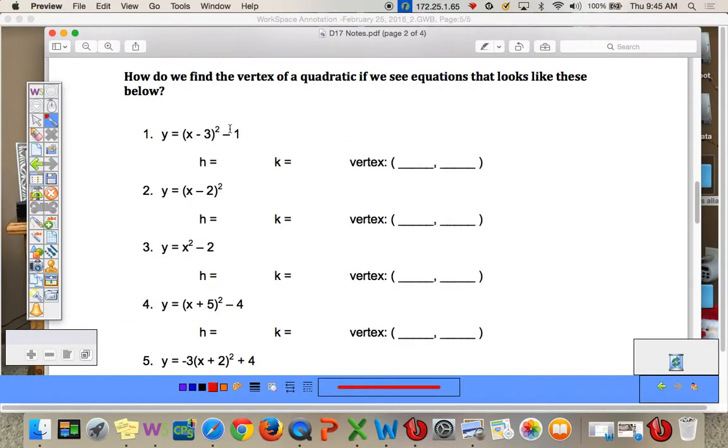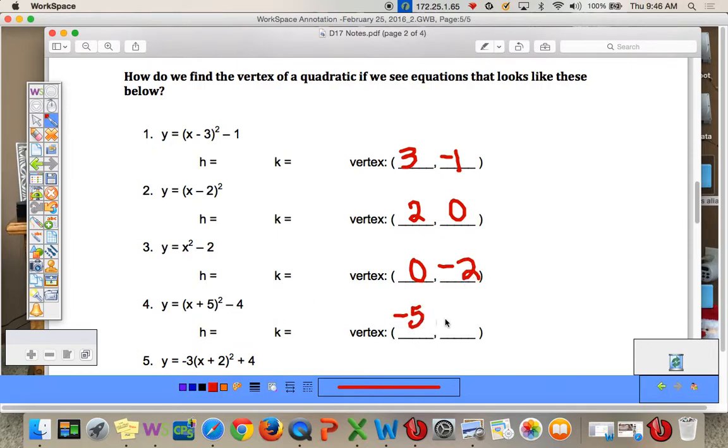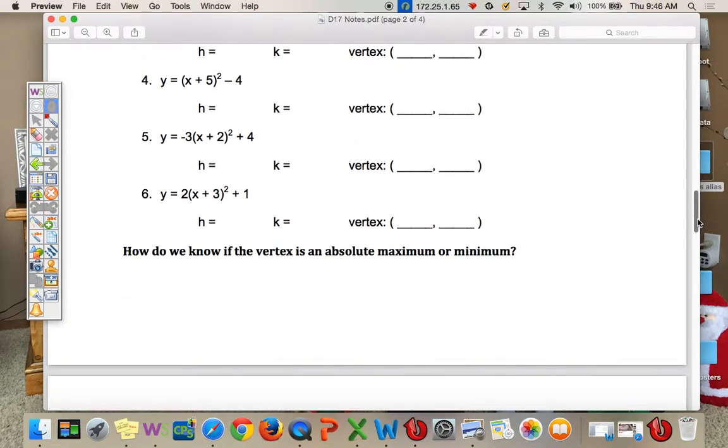Let's look at this function. The vertex would be the opposite of what's on the inside. This is 3 to the right, but down 1. This one is 2 to the right, up and down 0. This one is 0 left and right. There's nothing in the parentheses. Down 2. This one is left 5, but down 4. Okay, so again, it's the opposite of what's in the parentheses, but then up or down is the same. That's it on the outside.